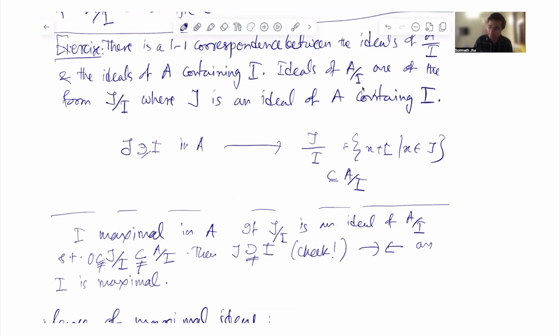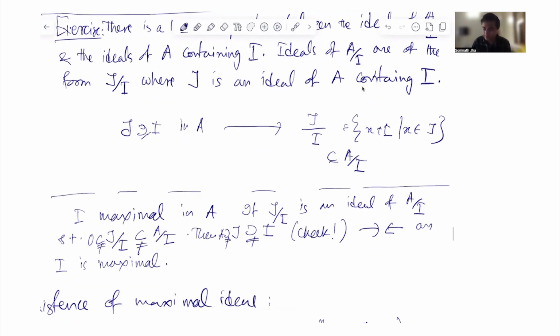And because it's not equal to A mod I, one will not belong to J, and this will be a contradiction as I is maximal. So that means the only ideals of A mod I are 0 and A mod I. So if you take any non-zero element of A mod I, that will generate the whole of A mod I.